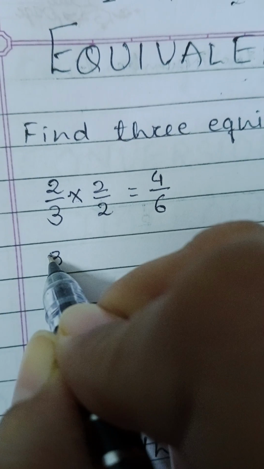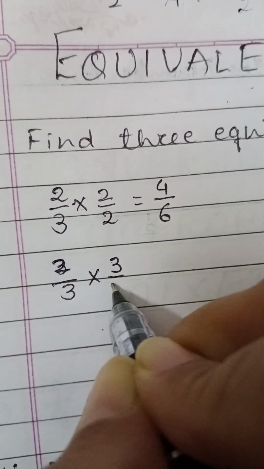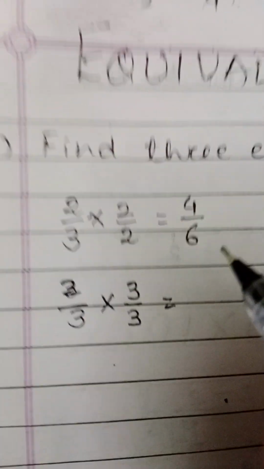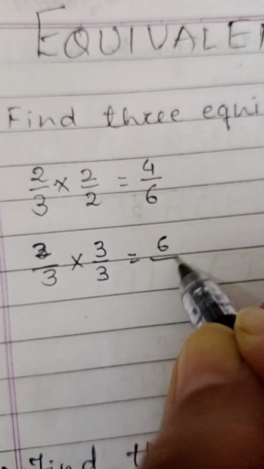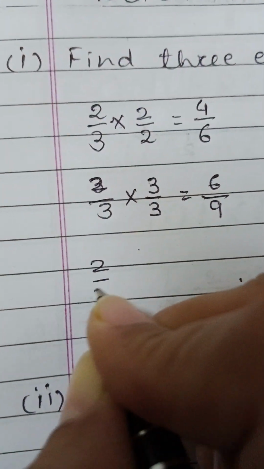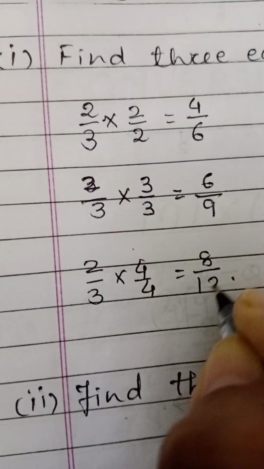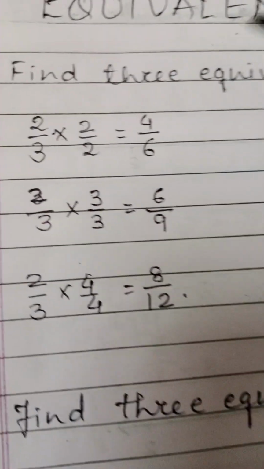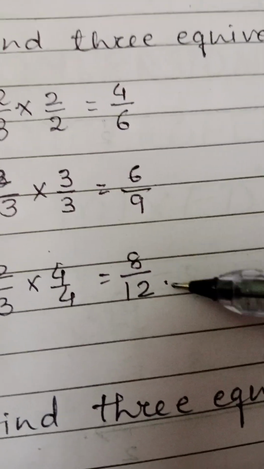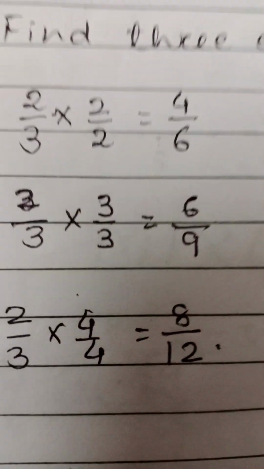Let's find one more fraction. 2 upon 3, multiplied by 3 upon 3. So 2 3s are 6 and 3 3s are 9. Then multiply this with 4 upon 4. So this is again 8 upon 12. So 4 upon 6, 6 upon 9, 8 upon 12, these are all equivalent fractions of 2 upon 3. This is how you find equivalent fractions.